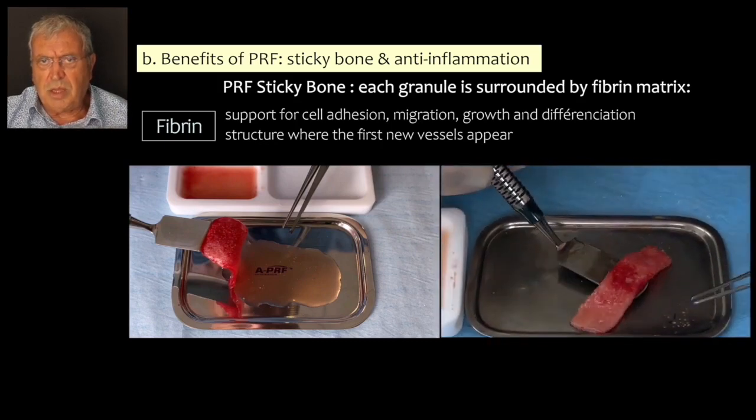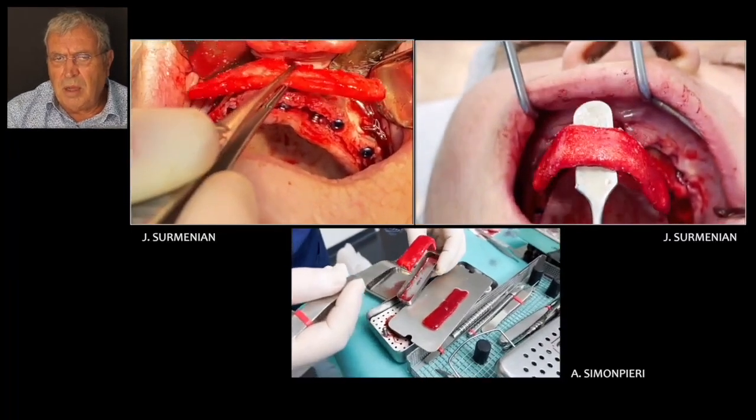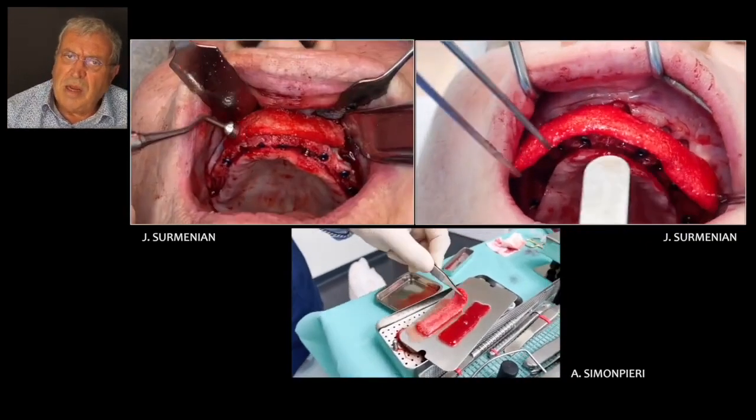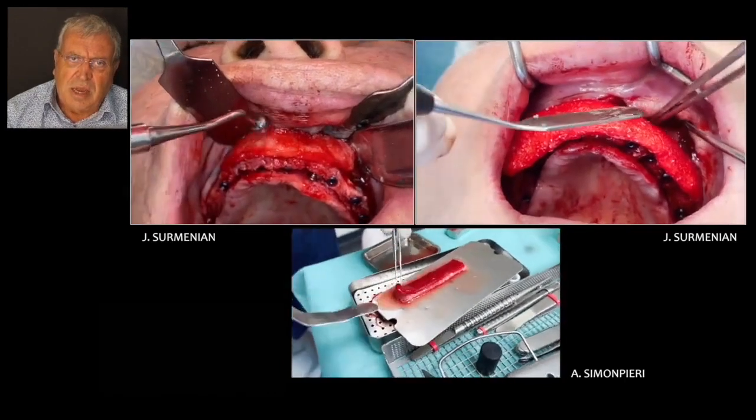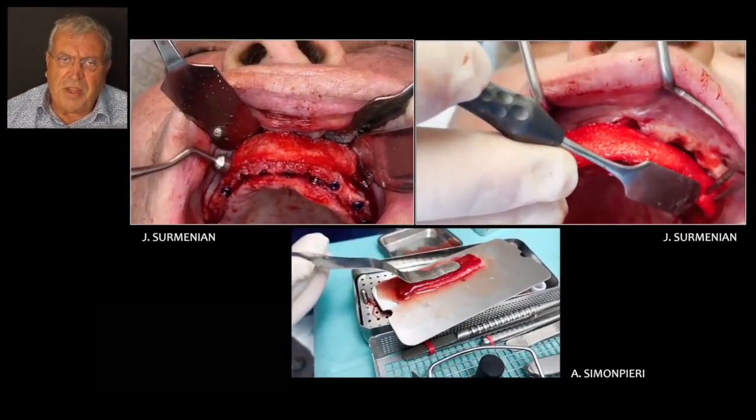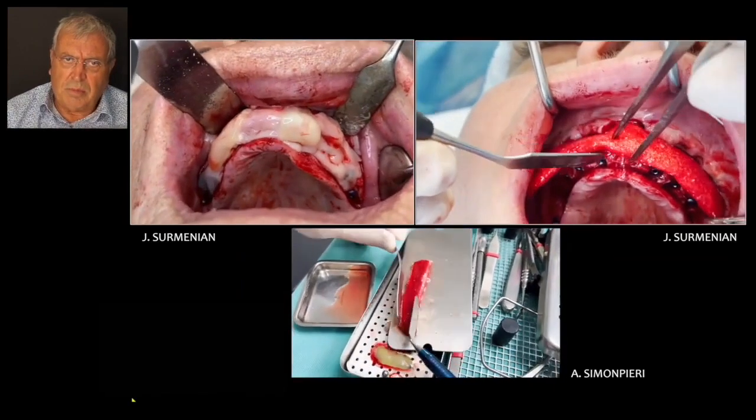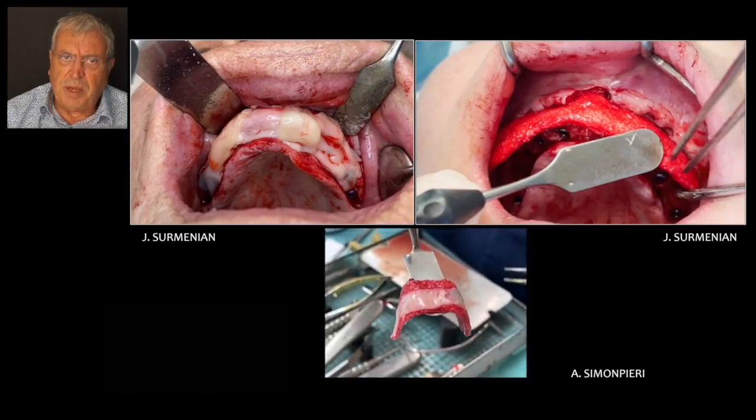This is the sticky bone that we use. And then we can go to the side to apply in apposition. But this is one technique, it's not the sole technique. This technique is for grafting in apposition. And you see, the full piece is placed in one shot.